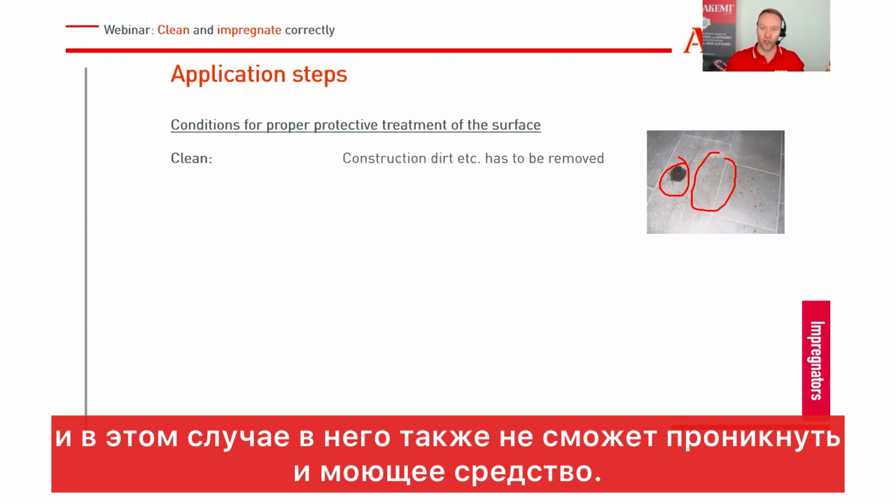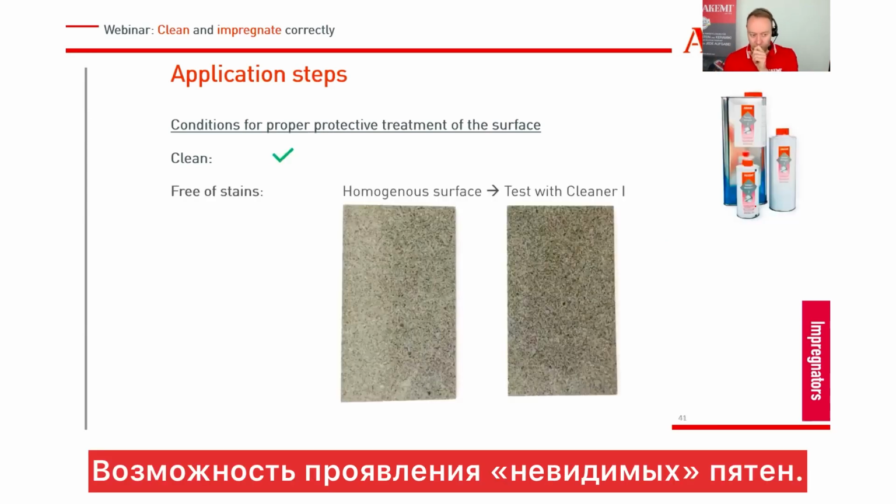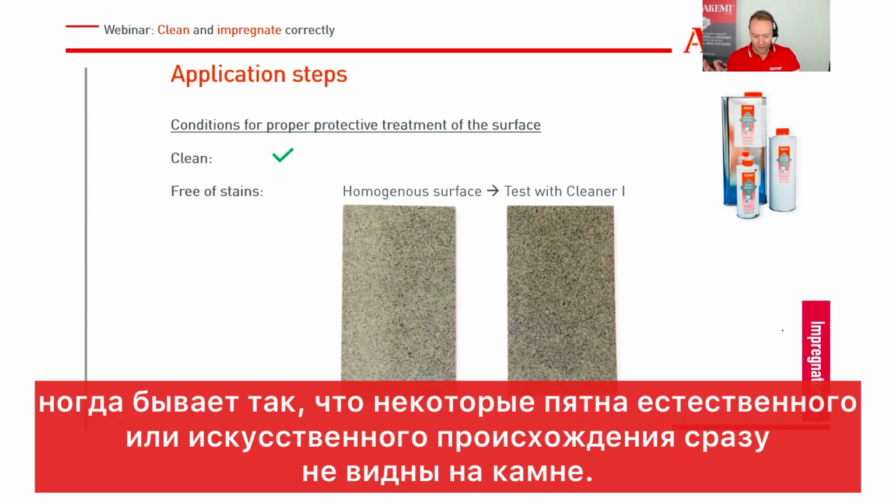It should look homogeneous, with no visible stains. But there are also invisible stains. When you see these two types of stones here, these tiles, they look alike, both clean, homogeneous, no stains. But then you apply, for example, a color intensifier or darkener impregnation, which enhances the color of the stone, and then suddenly you see, oh, there's something bad happening.